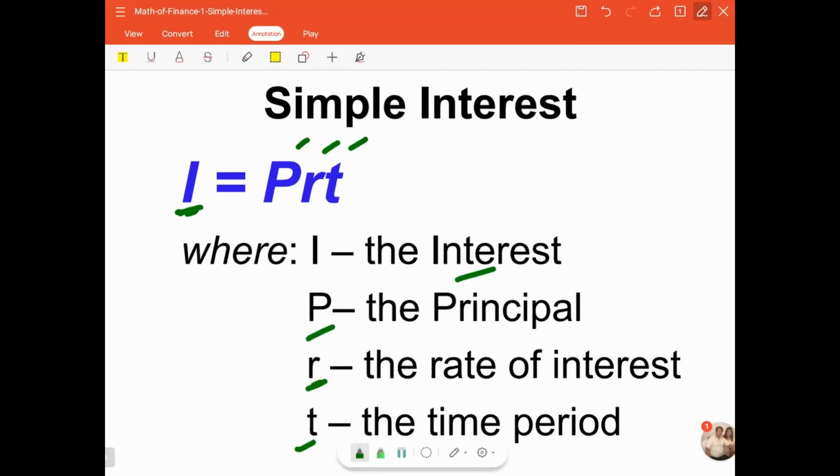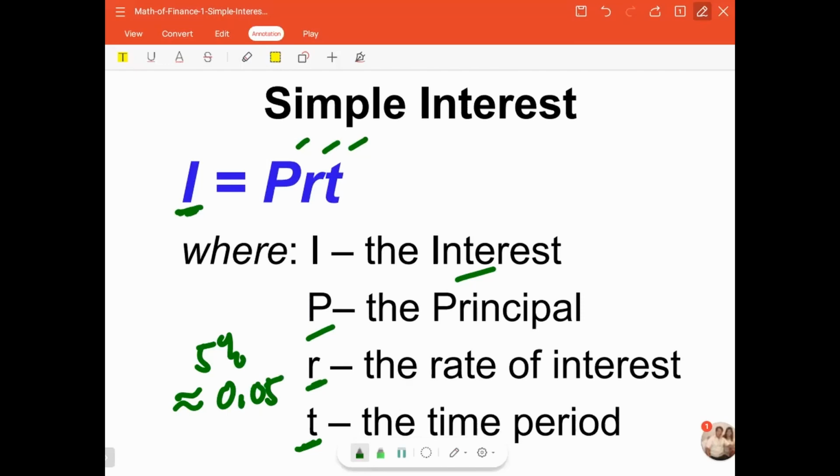In the computation, R should be in decimal form, like the rate of 5% should be converted to its decimal form, which is 0.05. 10% to 0.10, etc. T is time. This is the time period from the beginning when the money was borrowed to the period when the money shall be returned with interest. In the computation, T should always be in years.